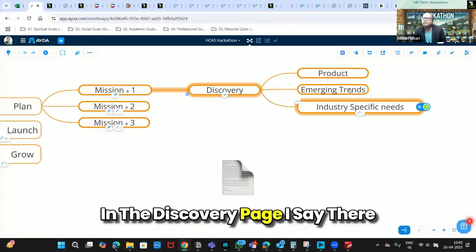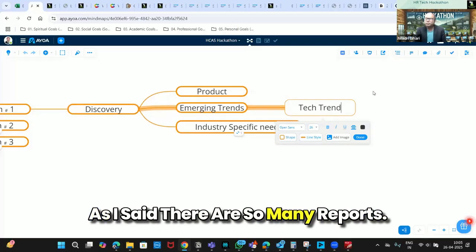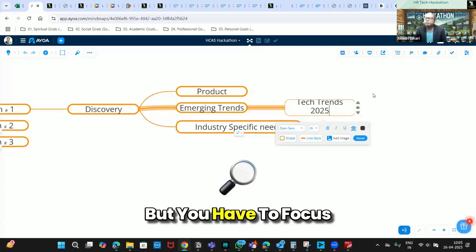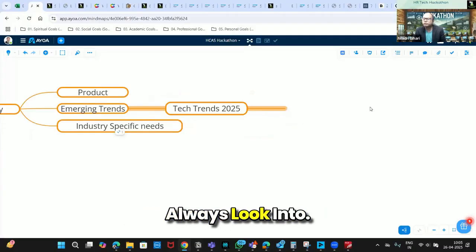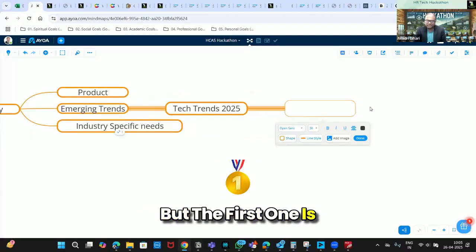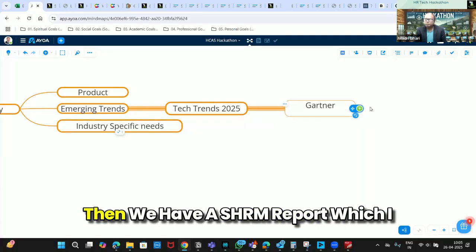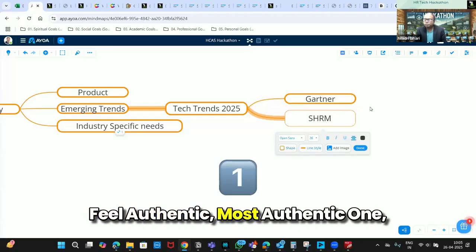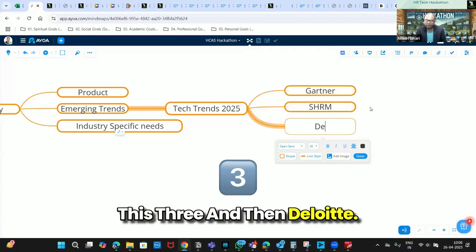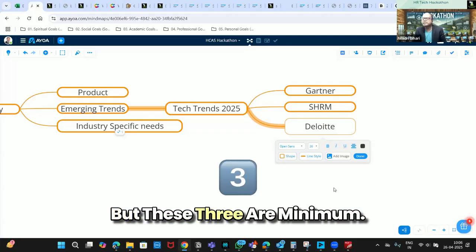In the discovery page, there are tech trend reports. There are so many reports, but you have to focus on 3 reports minimum. Other reports you can always look into. But the first one is the Gartner report. Then we have the SHRM report, which I feel is the most authentic one, and then Deloitte. These 3 are the minimum, and others you can follow if time permits.